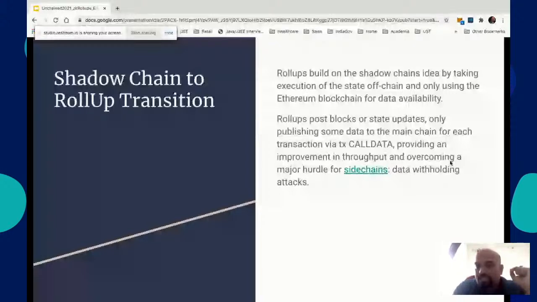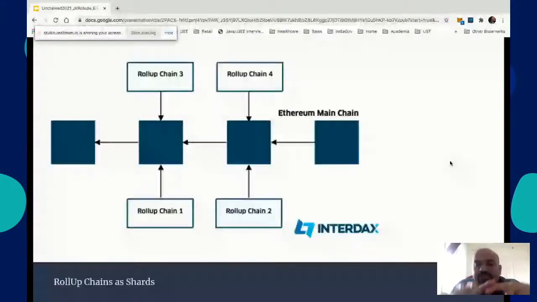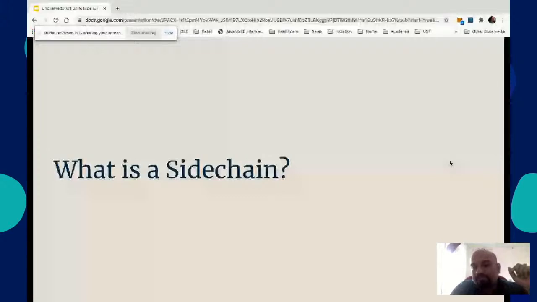Transaction data. So this is a very simple diagram to show how the rollup chains work. There could be multiple rollup chains connected to the main chain. Now let us understand what is a sidechain in a little bit of detail.